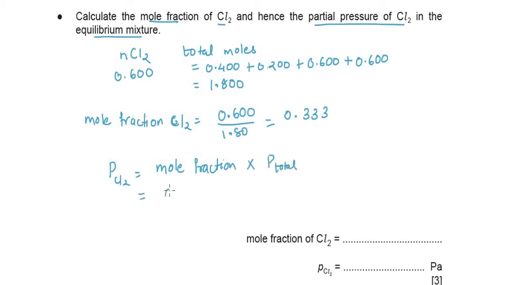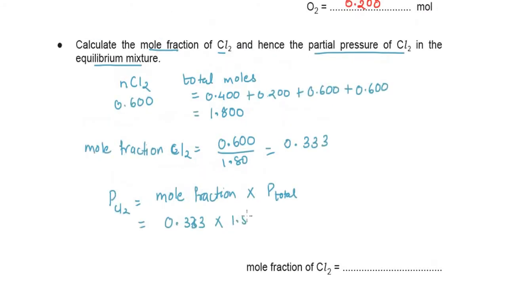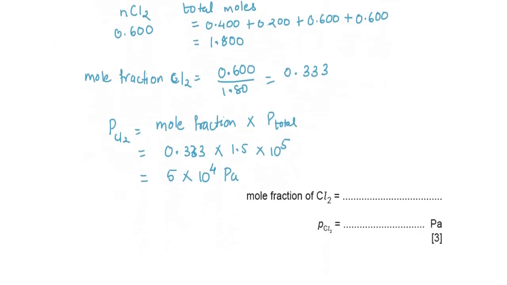So we have 0.333 multiplied by 1.5 into 10 power 5 pascals, and this gives us the value of 5 into 10 power 4 pascals. So the mole fraction of chlorine is 0.333 and the partial pressure of chlorine is 5 into 10 power 4 pascals.